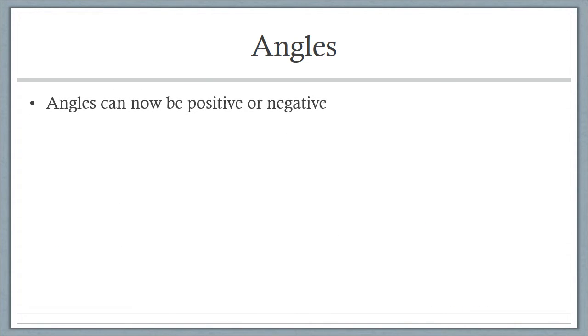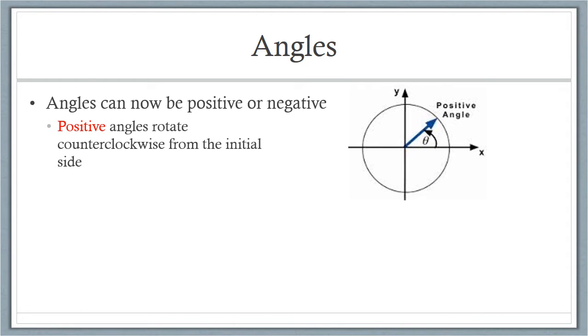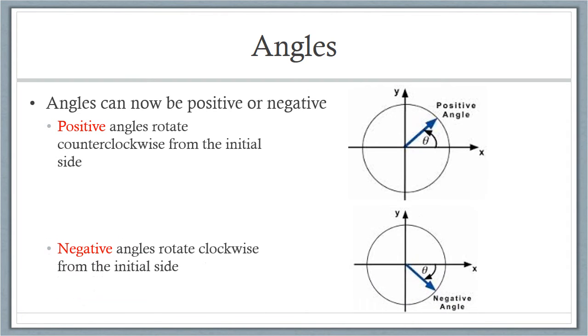Now, in geometry, angles were always positive. Now they can be positive or negative. Positive angles rotate counterclockwise from the initial side, as you see here, and negative angles rotate clockwise from the initial side, as you see here. Notice the little curve with the arrow on it indicating which direction the angle has rotated. It is important that when you draw these angles, you include that curve.